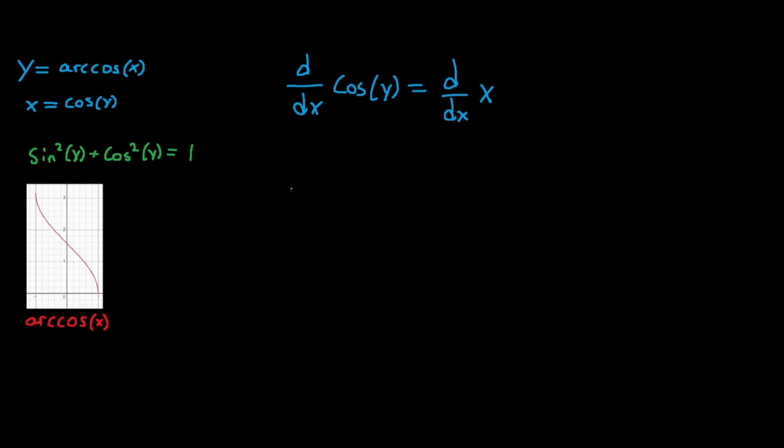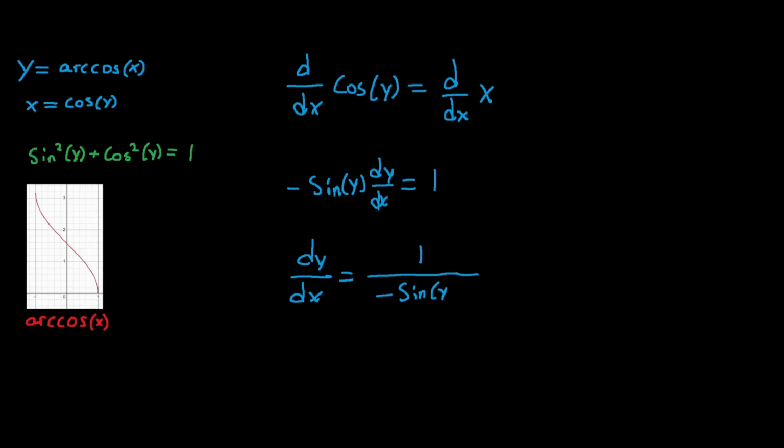And then, of course, this is going to be negative sine of y times dy over dx. This is just the chain rule. And then this is going to equal just 1 because the derivative of x is 1. Okay, and then I want to isolate dy over dx, so I'm going to divide both sides by negative sine of y. So I'll be left with dy over dx is equal to 1 over the negative sine of y.